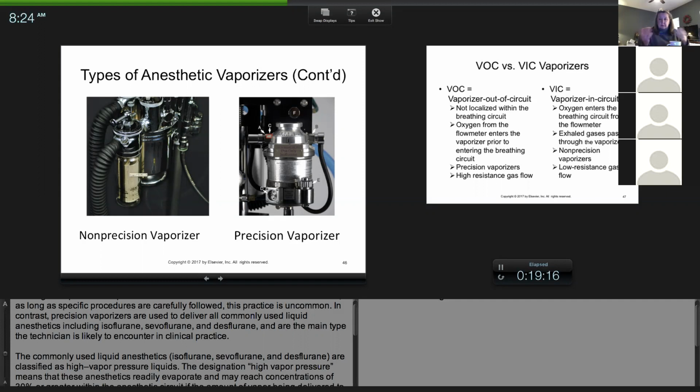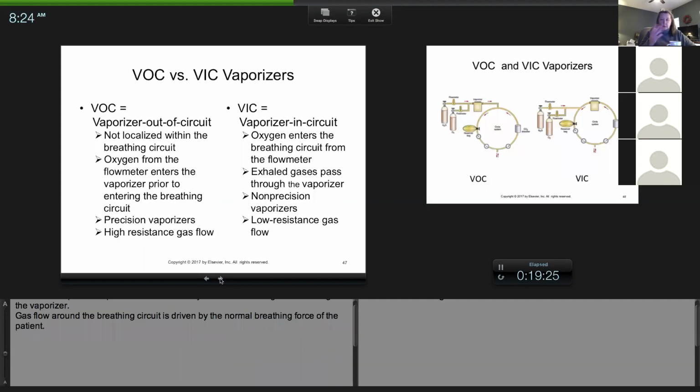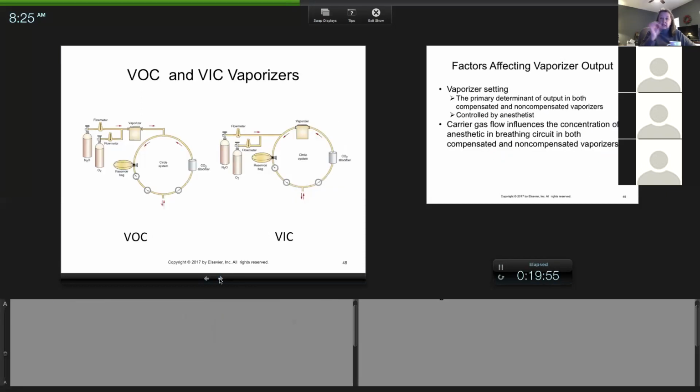It doesn't affect the concentration that the patient gets because it's precise and it's out of the circuit. So the two terms to remember: VOC, out of circuit, is a precision vaporizer, and you set the flow of the oxygen that goes through the vaporizer to the circuit. When you have in circuit, you turn on the flow meter, it's going to go to the patient, but they're going to be breathing through the circuit, so they're circulating the gas through the vaporizer. That's why it's non-precise, and those are the differences.